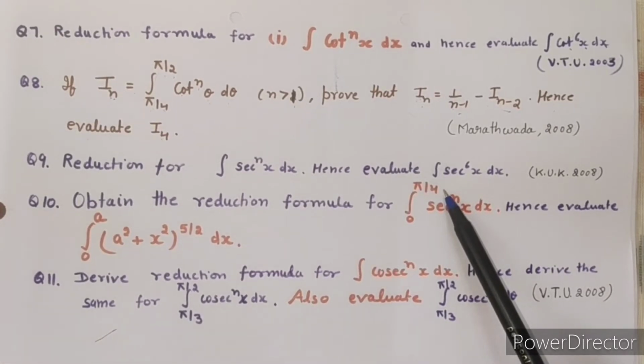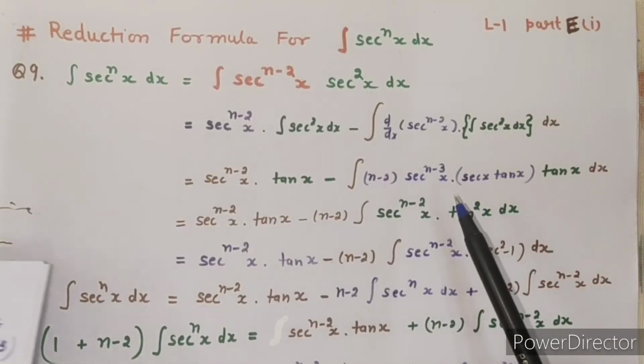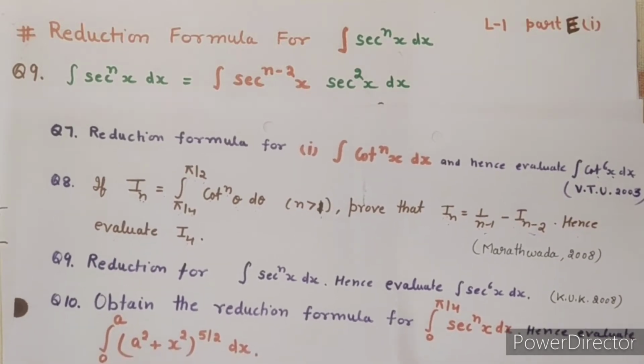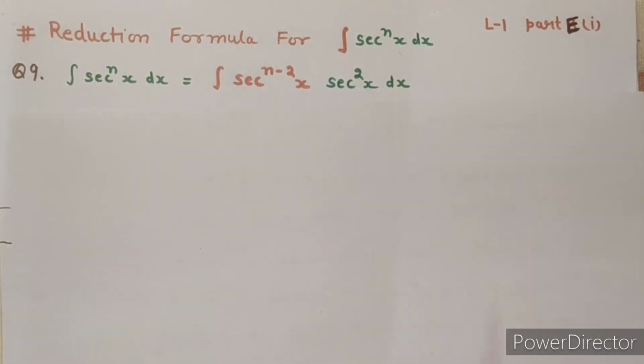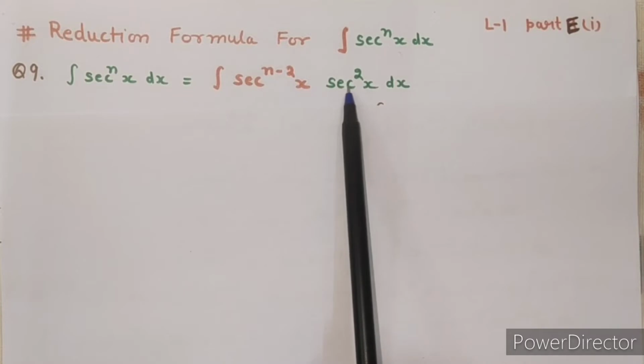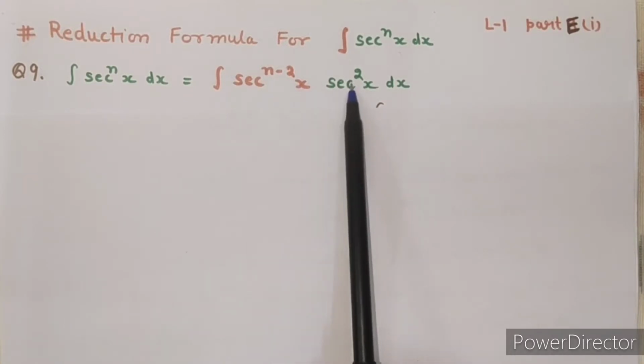So for this integral, we will first split our first term as secant n minus 2 x and secant square x dx. Okay? So I am first splitting this term like this. Now I am applying the Euler formula, the first function and second function.